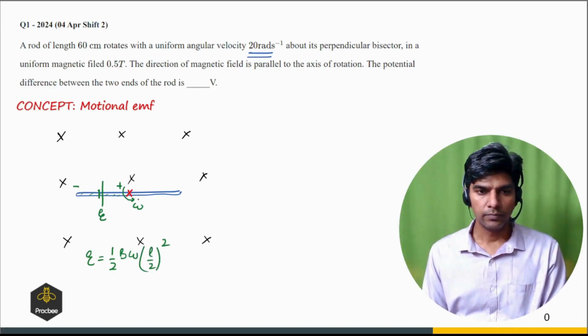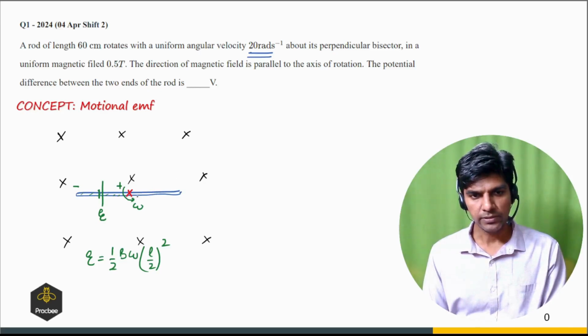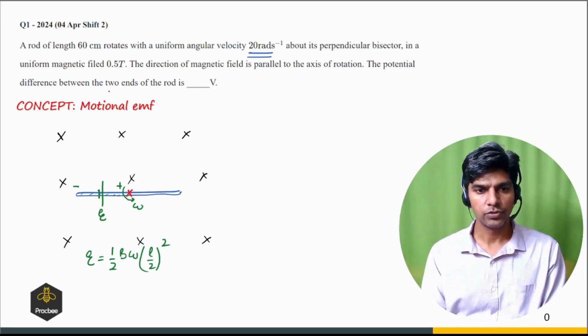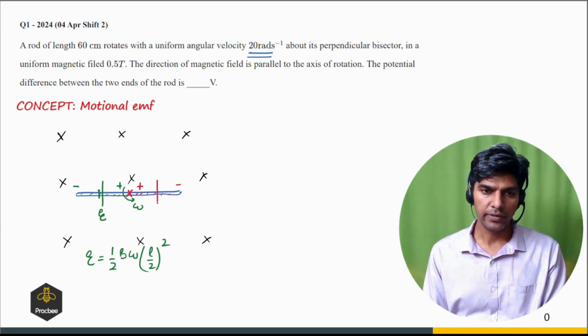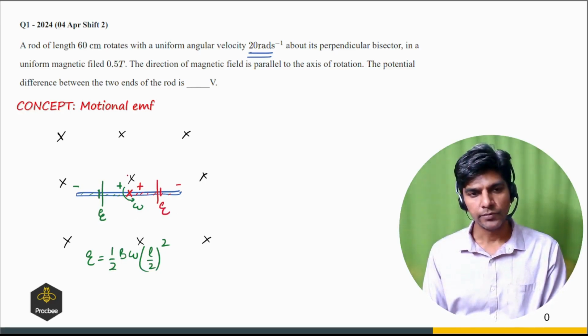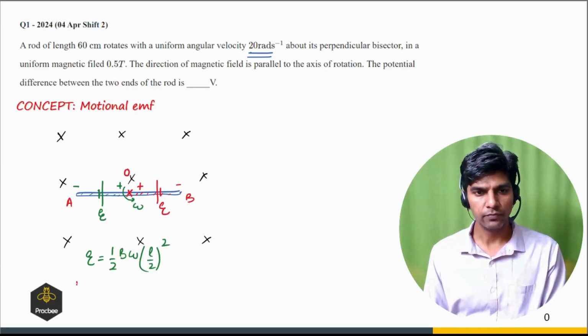Similarly, if I consider the other half, let me show that with the red color. In this other half, the polarity of the induced EMF will be like this. So the left end will be at high potential and the right end will be at low potential. And by symmetry, this EMF is also E, right? So if this point is O, this point is A, and this point is B, we can say VO minus VA is E, and VO minus VB is E.